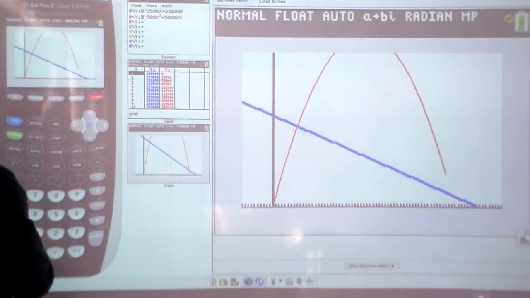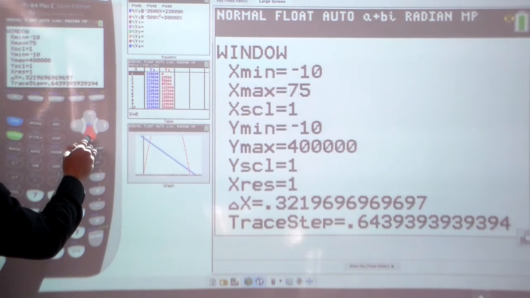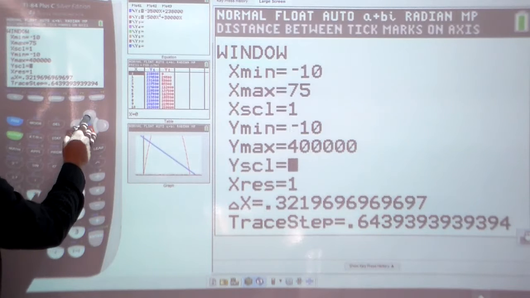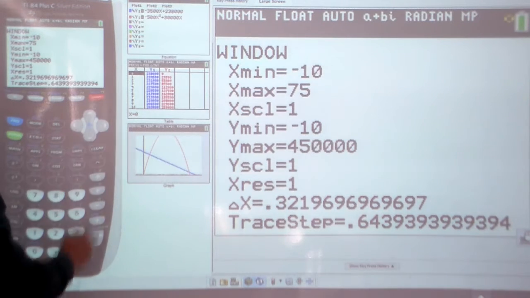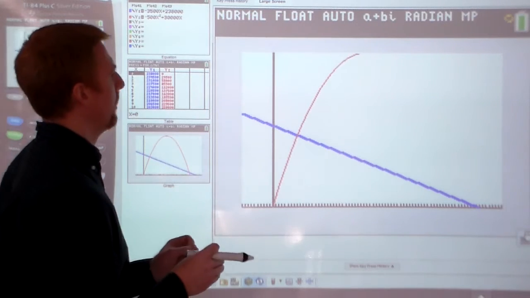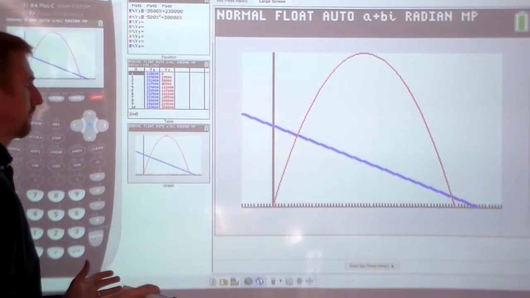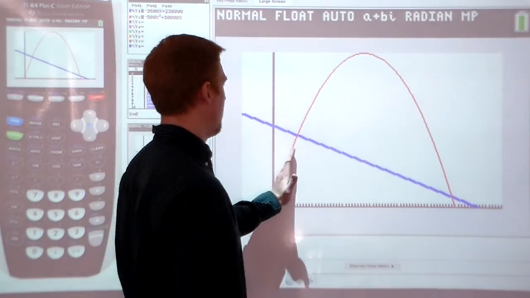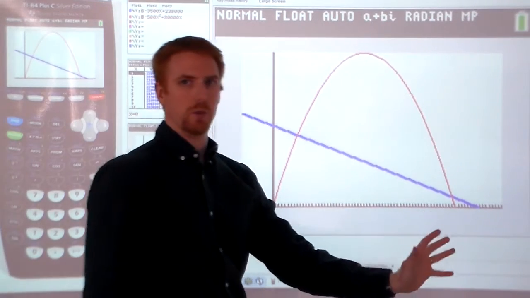It went off the screen. I'm going to go up to 450,000. Shouldn't be spending too much time on this part. Just try stuff. See if it works. So 450,000. I feel pretty good about that. I think that's going to work out. So again, that expense equation doesn't make much sense on its own. Once you put the revenue in here with it, then it all kind of comes together. So this is how much money your company will bring in based on what selling price you go for.